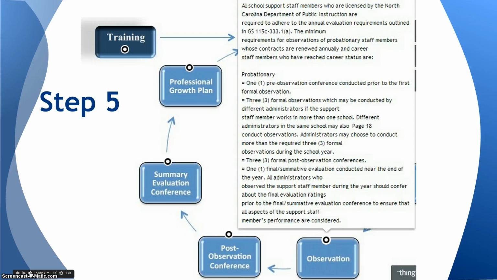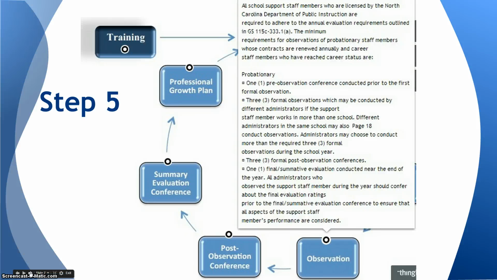The observation is the next step in the evaluation process, and the observations are determined by your Instructional Technology Facilitator's status. If your ITF has a probationary status, then you will conduct a minimum of 3 formal observations on the ITF's performance. If your Instructional Technology Facilitator is career status, then you will have 2 observations. However, one will be formal and the other 2 may be informal, and again, that's a minimum of 3.